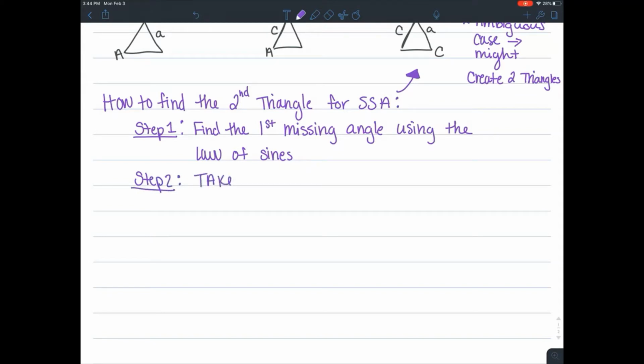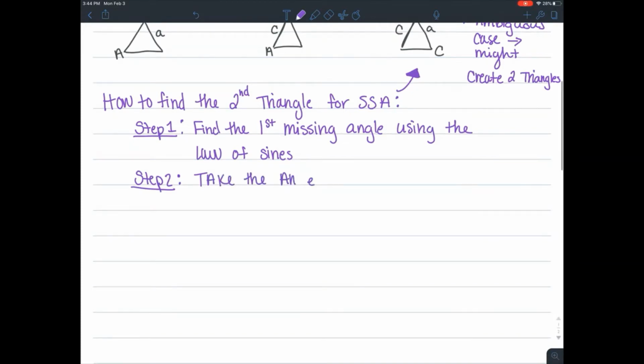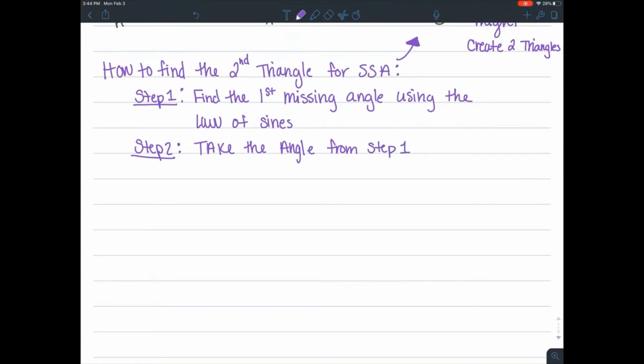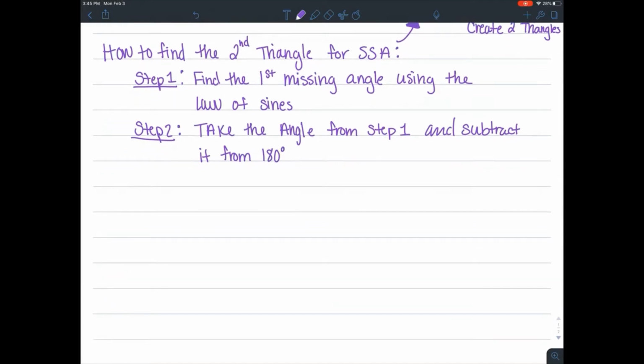Take the angle from step one and subtract it from 180 degrees. This is always going to be in degree mode, this day and the next day. All right, and then step three.